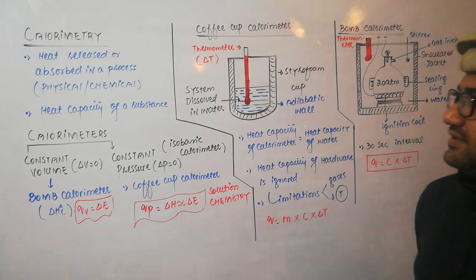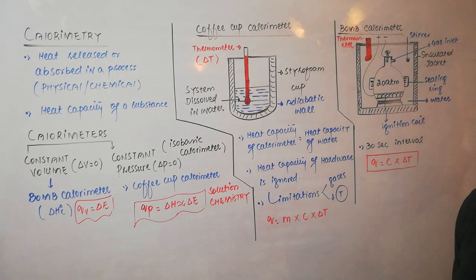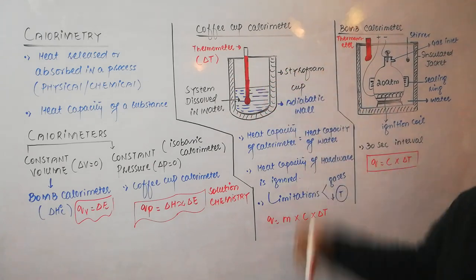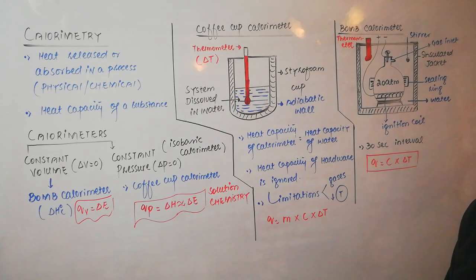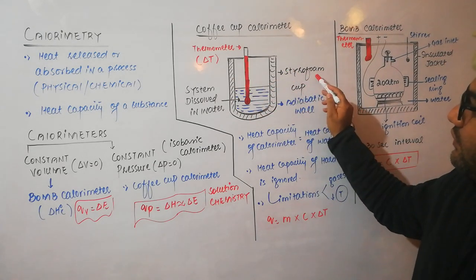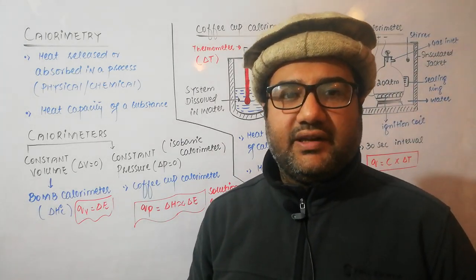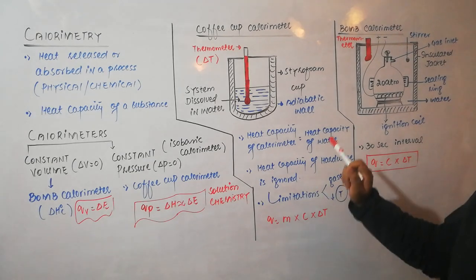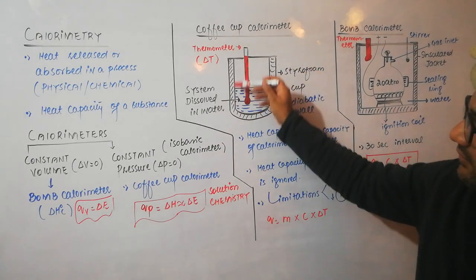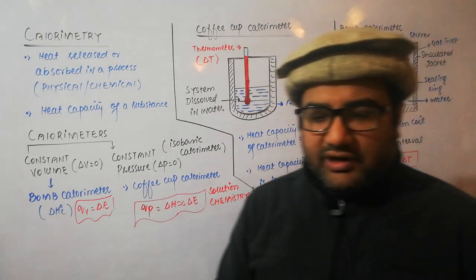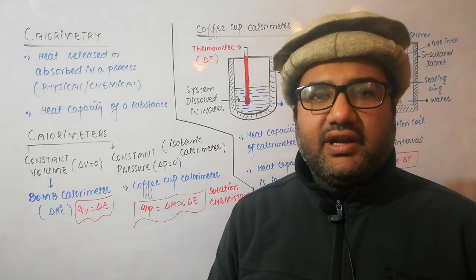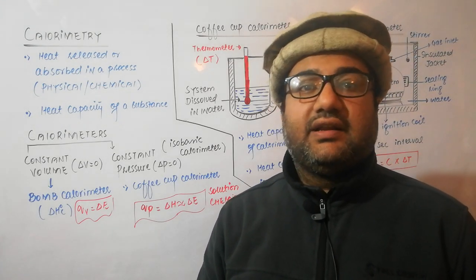Now let us discuss these two calorimeters one by one. First is the coffee cup calorimeter. This is a simple diagram showing a coffee cup calorimeter having a styrofoam cup. Styrofoam cup means it is made up of polystyrene. It has an adiabatic wall. You know, polystyrene does not allow heat to move out or in.